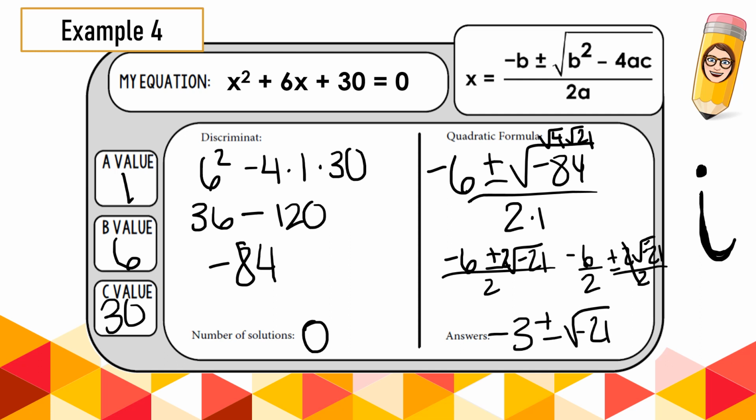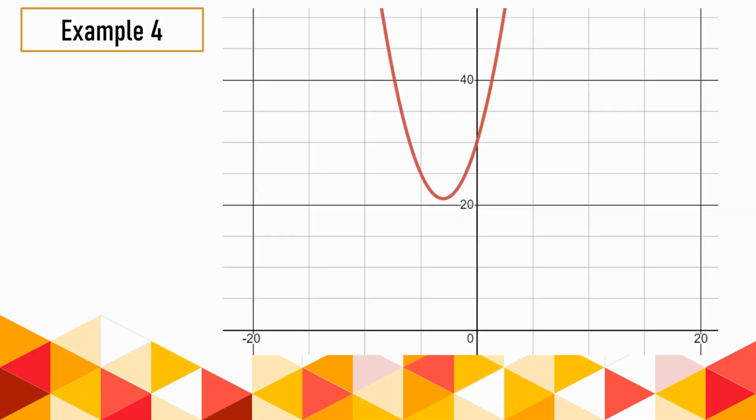I mean, I could do that, right? But I have no real answers. So I'm okay if you just leave that. All right? But let's talk about the why. I have no real solutions. Let's take a look at the graph. Look at my x-axis right here. My graph never crosses, never bounces, that has nothing to do with the x-axis. That is why I have 0 real solutions.